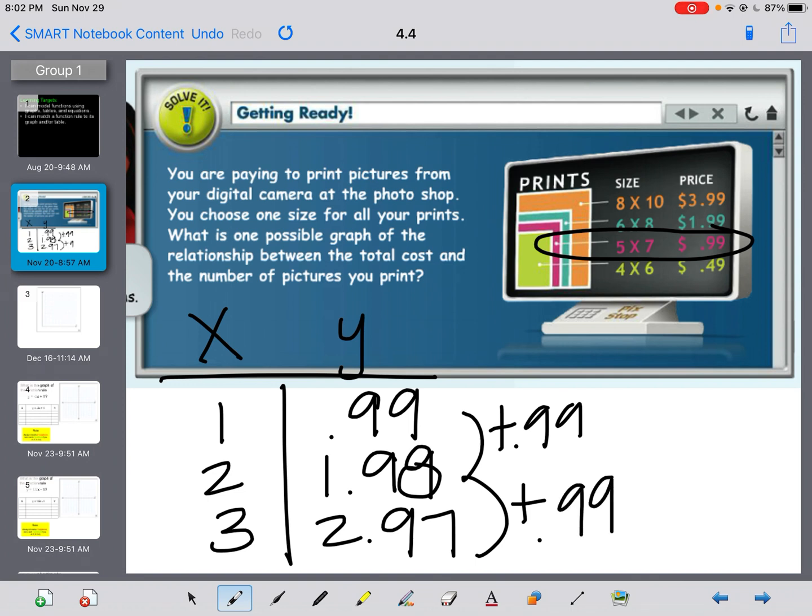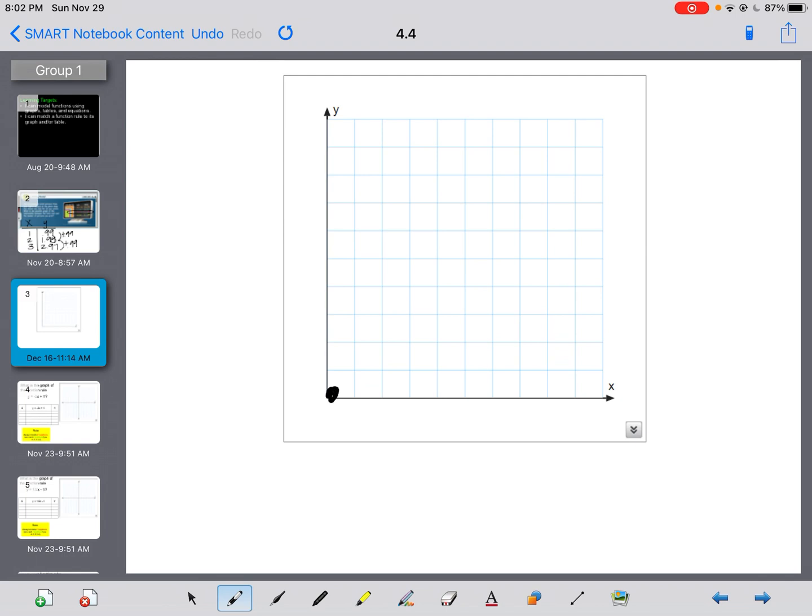Okay, so what kind of a graph should this be? Because it's changing by the same amount, and if I buy 0 pictures, it'll be $0, it should look something like this, a straight line. All right, now we're practicing graphing, so what we should do is go over 1, up 99 cents, over 2, up $1.98, and we'd have to mark this side appropriately.